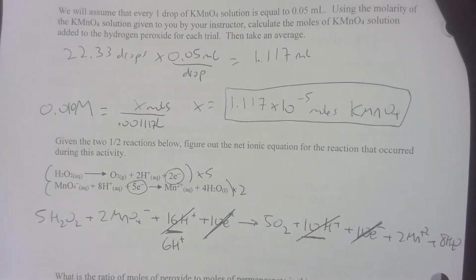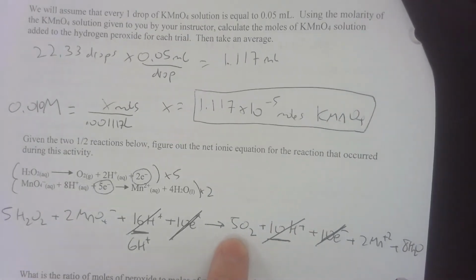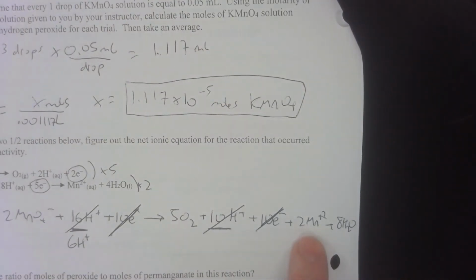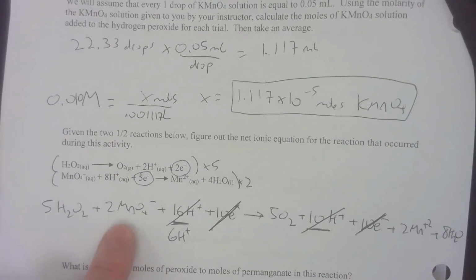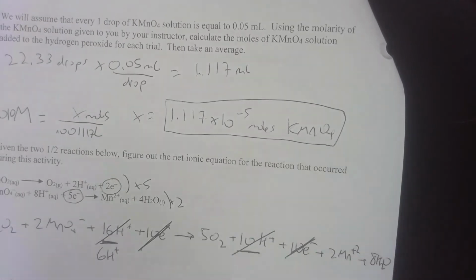You may have noticed that there were bubbles being formed when I added the permanganate. That would be oxygen bubbles. You also notice that the second the permanganate hit, the purple color disappeared. That's because Mn plus 2 does not have a color, unlike MnO4 minus that does have a purple color. And in addition, we also created 8 moles of water.